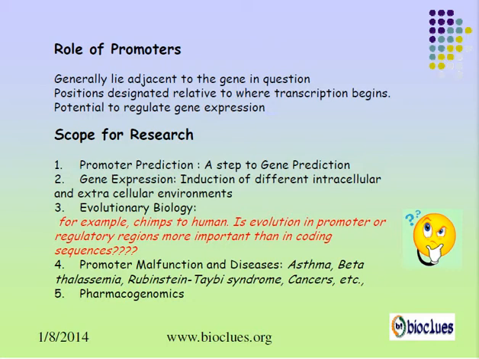Promoter malfunction has also led to well-known diseases linked to it, like asthma and beta thalassemia, which is an inherited blood disorder. We have Rubinstein-Taybi syndrome, where the patients have short stature and severe learning difficulties, and there is an increased risk of cancerous and non-cancerous tumors and leukemia and lymphoma. So these are some of the applications of promoters and their scope for research.